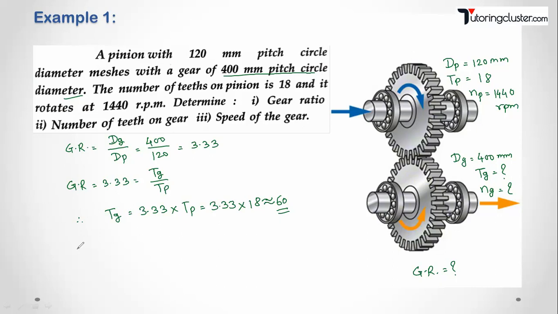So next is the speed of the gear. Gear ratio in terms of speed is np upon ng. So ng is equal to np upon gear ratio. What is np? 1440 divided by 3.33.